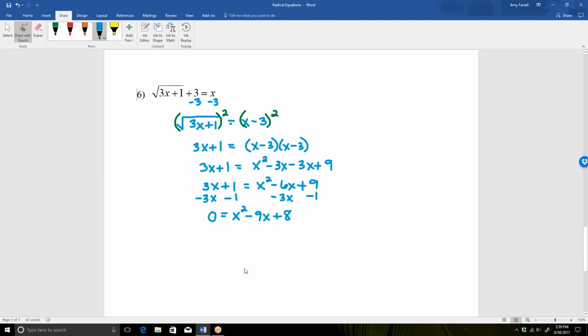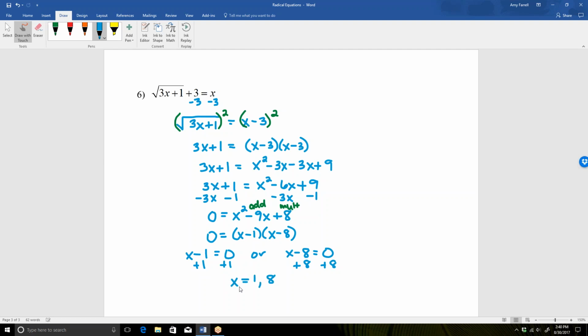And this does factor. I can look for two numbers that add to negative 9 and multiply to 8. Those two numbers are negative 1 and negative 8. So that means this trinomial factors into x minus 1 times the quantity x minus 8. I have two possible solutions: x minus 1 equals 0 or x minus 8 equals 0. So that means that x equals 1 or x equals 8.